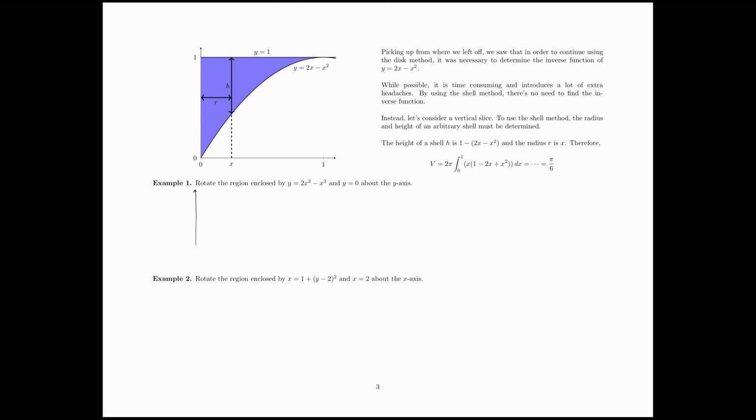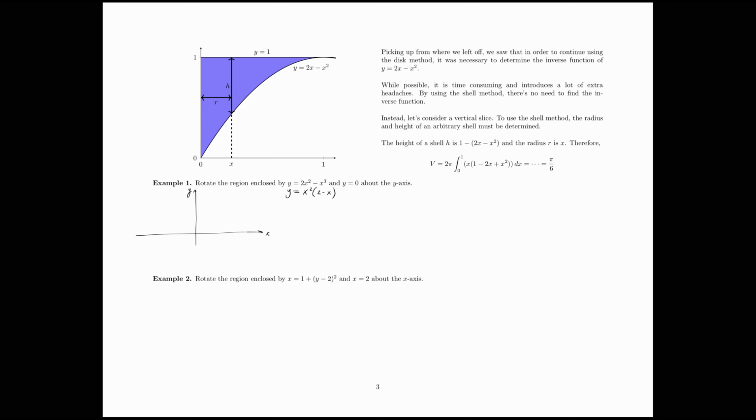So y equals 2x squared minus x cubed. In order to sketch this very accurately, we probably need to factor this. So this would turn into y equals x squared times the quantity 2 minus x. Okay, so this is a cubic.